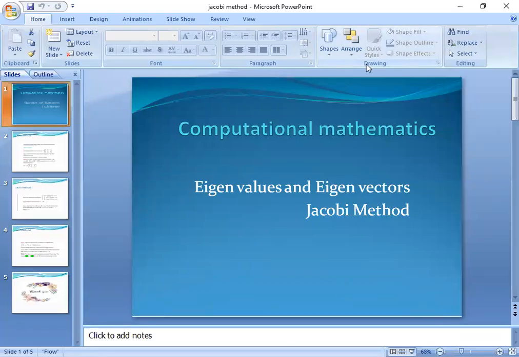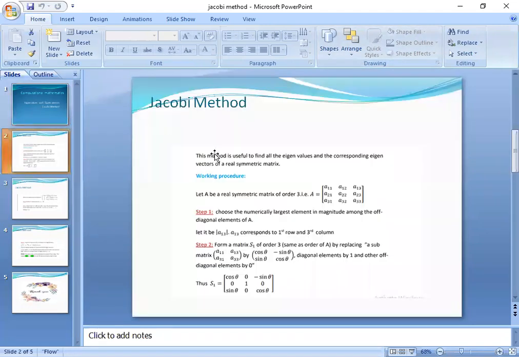In this lecture, I am going to explain the Jacobi method to find eigenvalues and eigenvectors of a matrix. The Jacobi method is useful to find all the eigenvalues and eigenvectors of a real symmetric matrix. Let us see the working procedure step by step. For our convenience, we are taking the matrix A of order 3.